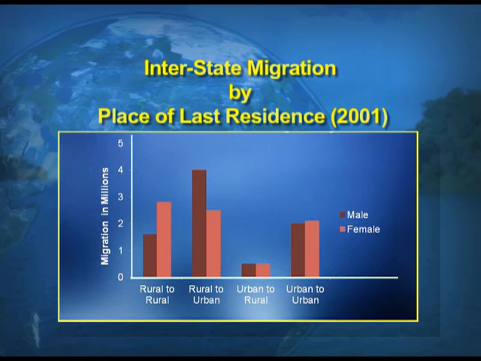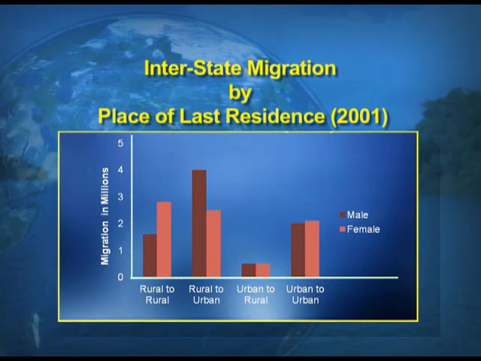Now, in this visual, if you see on your screens, this is the interstate migration. The previous one was the intrastate, where the migration is within the state. This visual indicates the interstate migration, that means the migration from one state to another state. So, when the migration is from one state to another state, this is a long distance migration. And in this case, you can find under the stream rural to urban migration, the males are outnumbering the females.